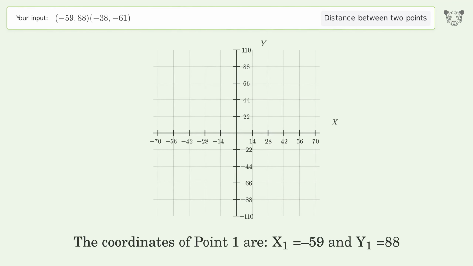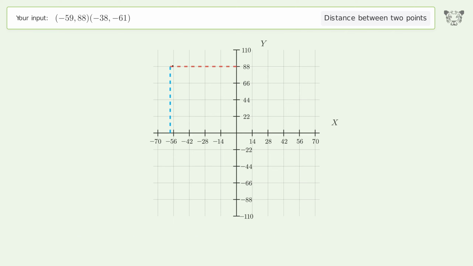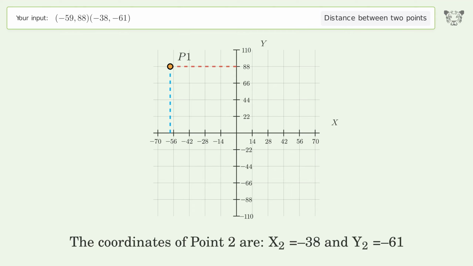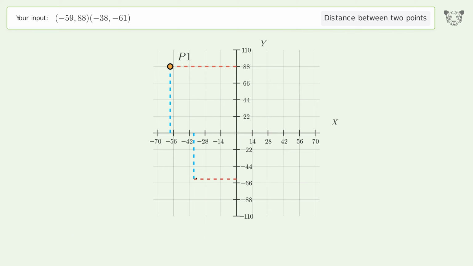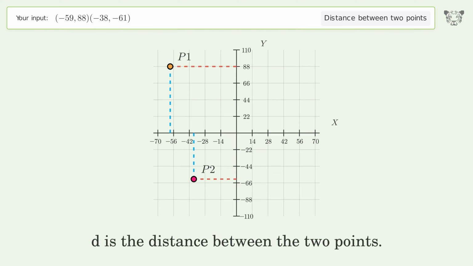The coordinates of point 1 are, x1 equals -59 and y1 equals 88. The coordinates of point 2 are, x2 equals -38 and y2 equals -61. D is the distance between the 2 points.